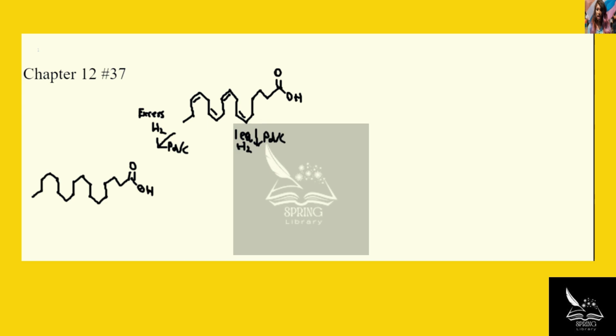So for part B, we're asked what would happen if we did the same thing, but with only one equivalent of hydrogen gas. And so the answer is we're going to get a mixture of four products. And these four products are going to be the four different possibilities for only one of these double bonds being hydrogenated. So bear with me for a moment while I draw all of these backbones. And then I will go back and fill in the double bonds to show you exactly what I mean.